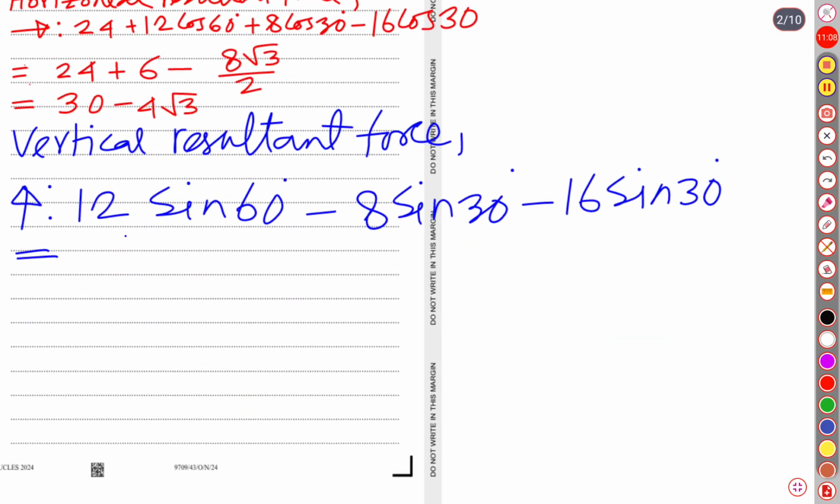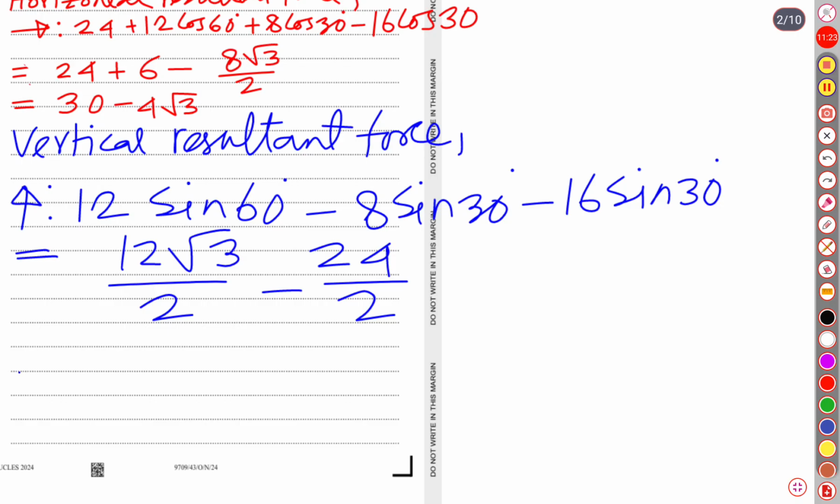So 12 times square root of 3 over 2, minus 8 and 16, which means 24 sin 30, and sin 30 is half. So 24 over 2. The first one is 6 square root of 3, minus 12. So 6 square root of 3 cannot be equal to 12. That means it is actually a negative force.